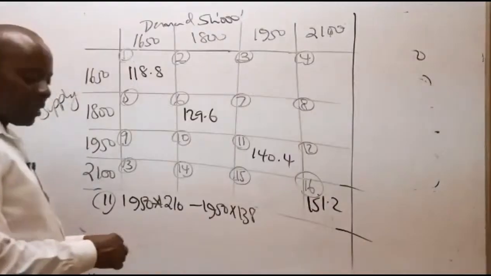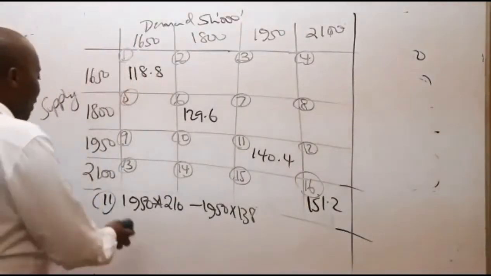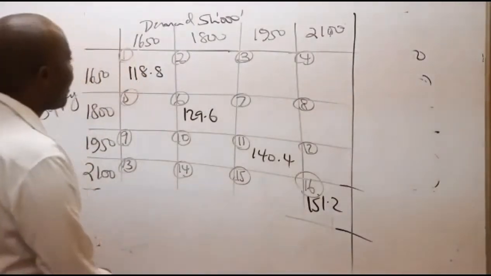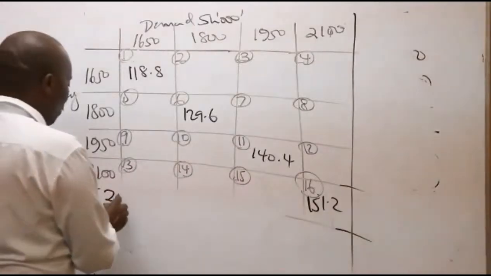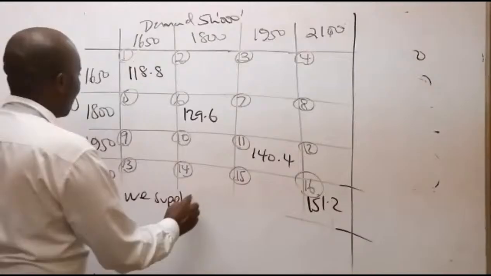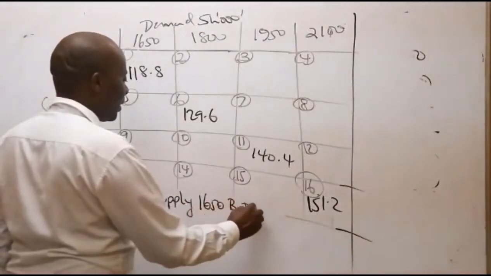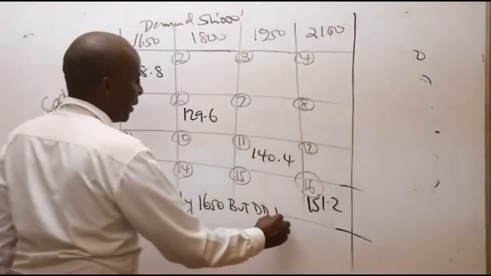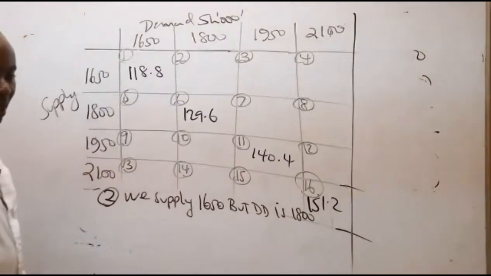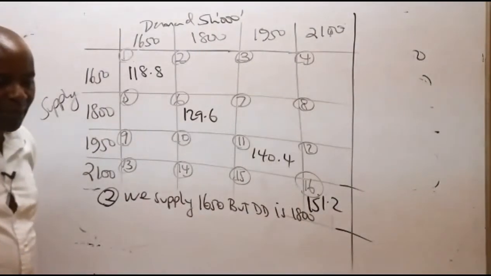Cell number 2, what is happening in cell number 2? For cell number 2, ladies and gentlemen, we supply 1650, but demand is 1800. So please help me make a decision there.